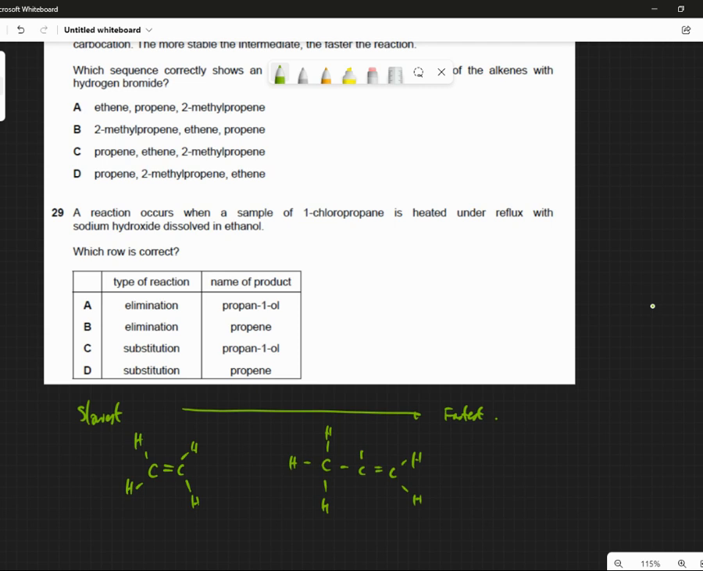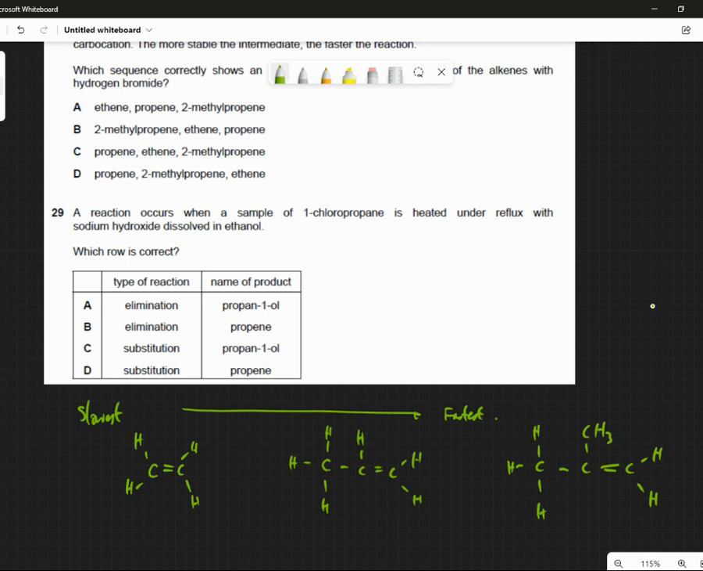Okay, there's propane. And what's the other one? 2-methylpropane looks like this. It's a methyl there. Then it has a methyl here. I'm just going to write CH3. And then that. That's 2-methylpropane. Now, there are the three.